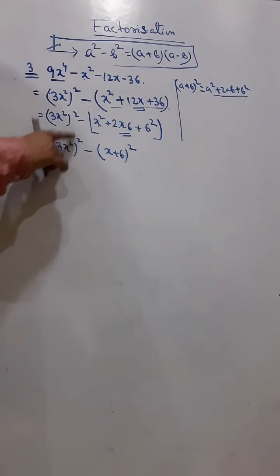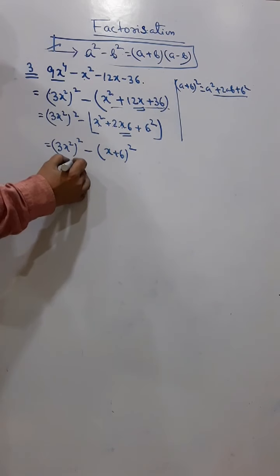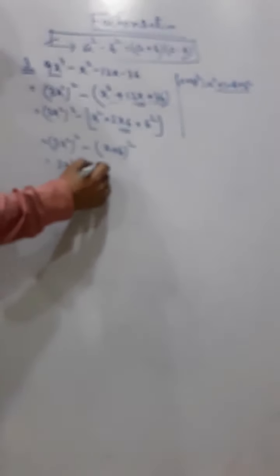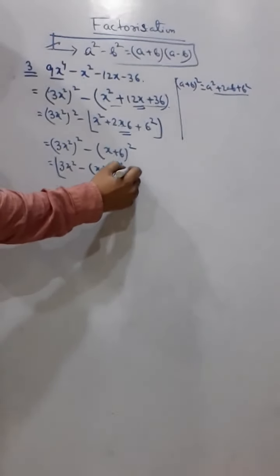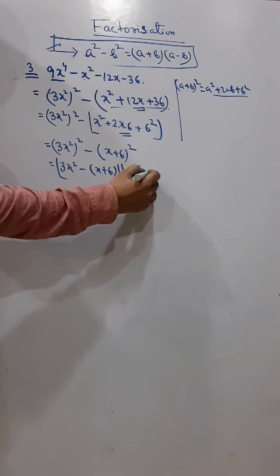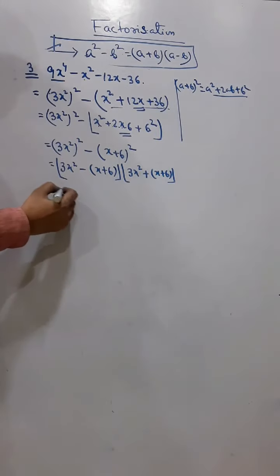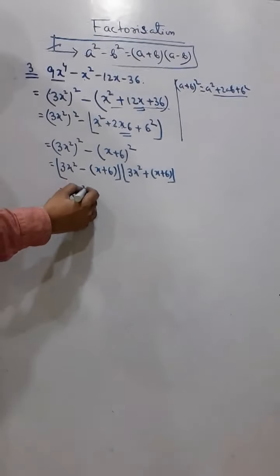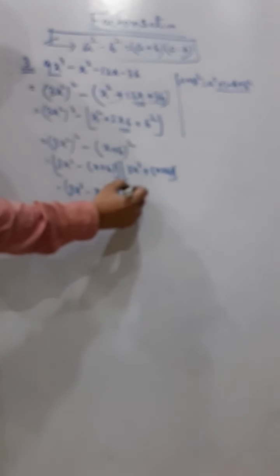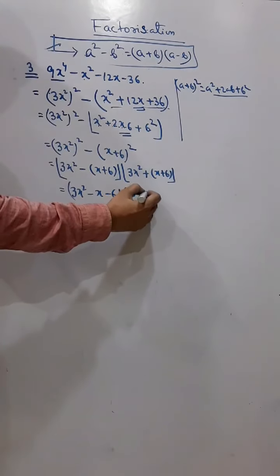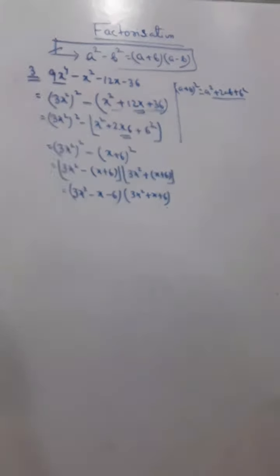Okay, and now the a square minus b square format. So this is a minus b and again a plus b. Then remove the bracket. A square minus x minus 6, and then 3x square plus x plus 6. Understand?